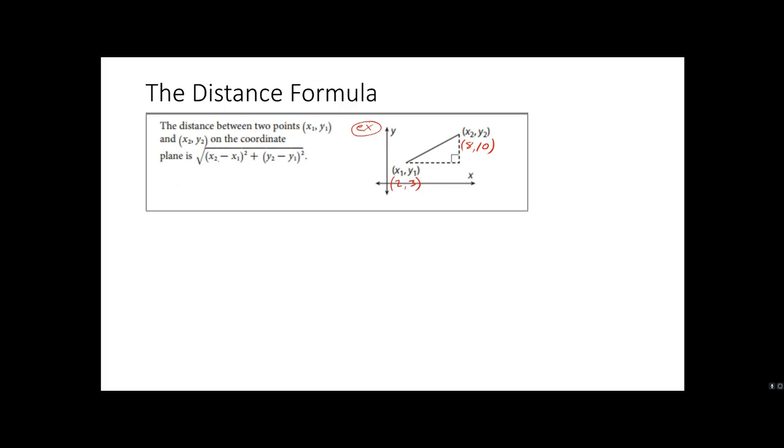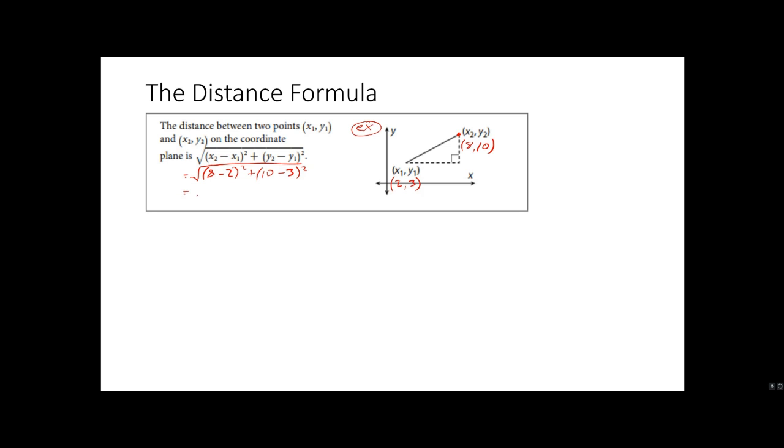Just like the formula says, basically you have your second x minus your first x. My second x, from my second point to the right, is 8. So I have 8 minus my first x, which happens to be 2, and we square it, plus our second y, which is 10, minus our first y, which is 3. And don't forget, we square that.